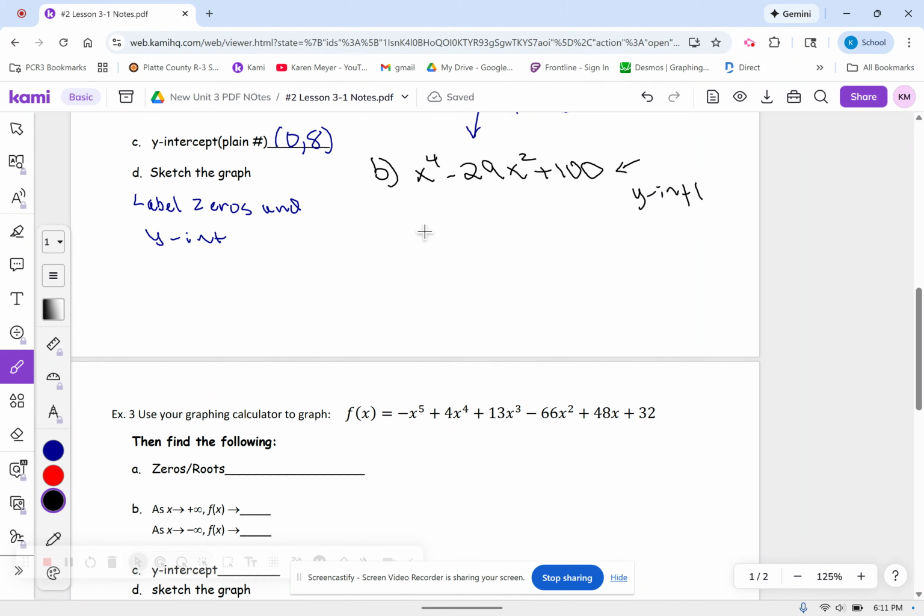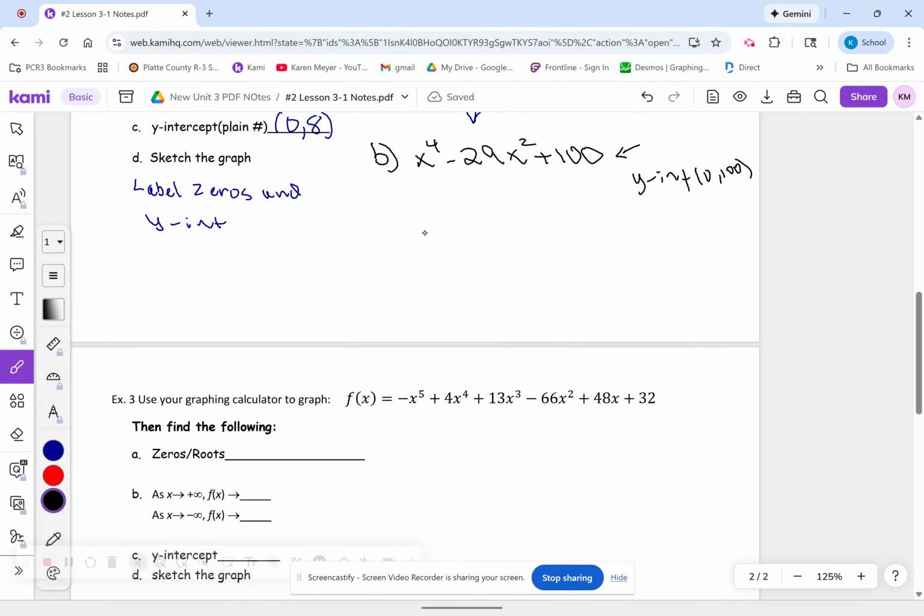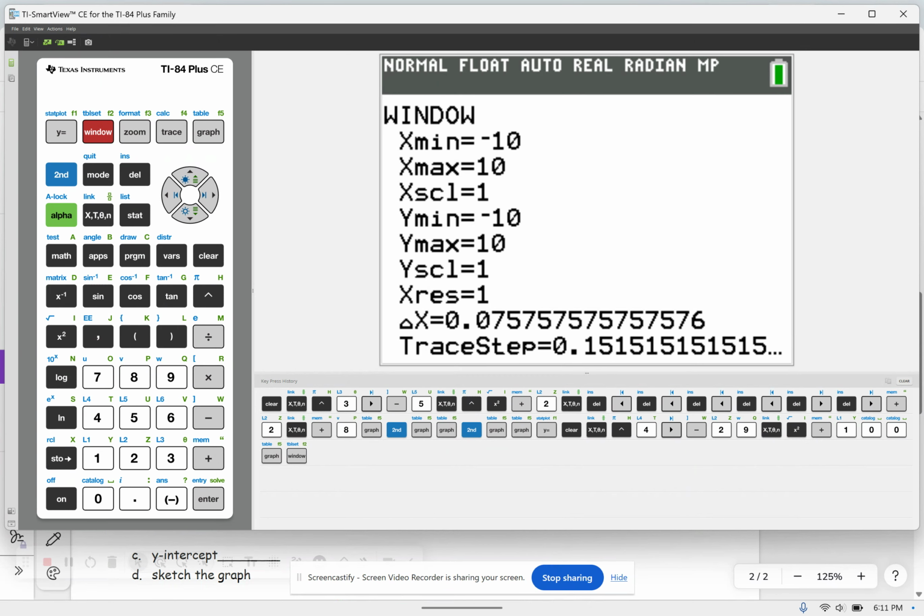So I know the y-intercept is (0, 100), and that's a positive 100. So when I go back to my calculator, I would go here to the y max. So I'm going to arrow down to the y max. And right here, instead of being a positive 10, I want it to be larger than 100. So I'm going to go 150.